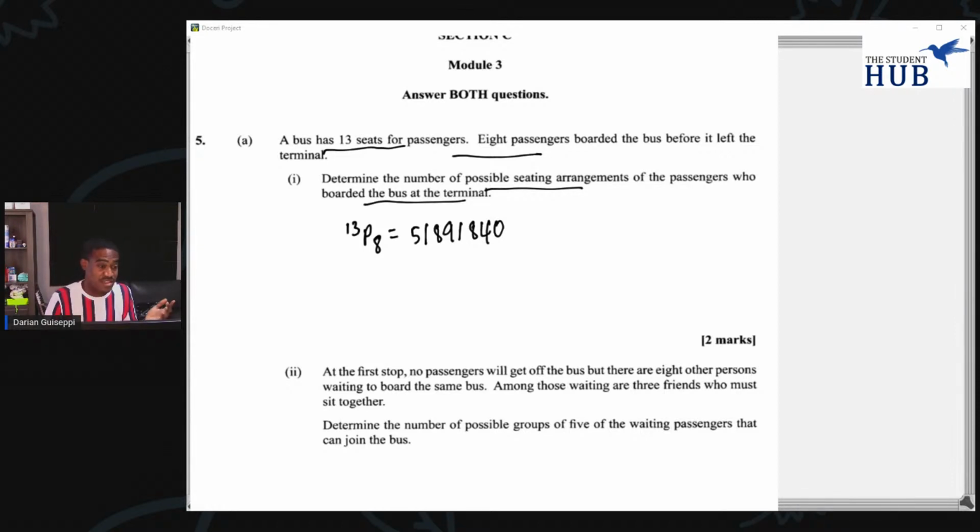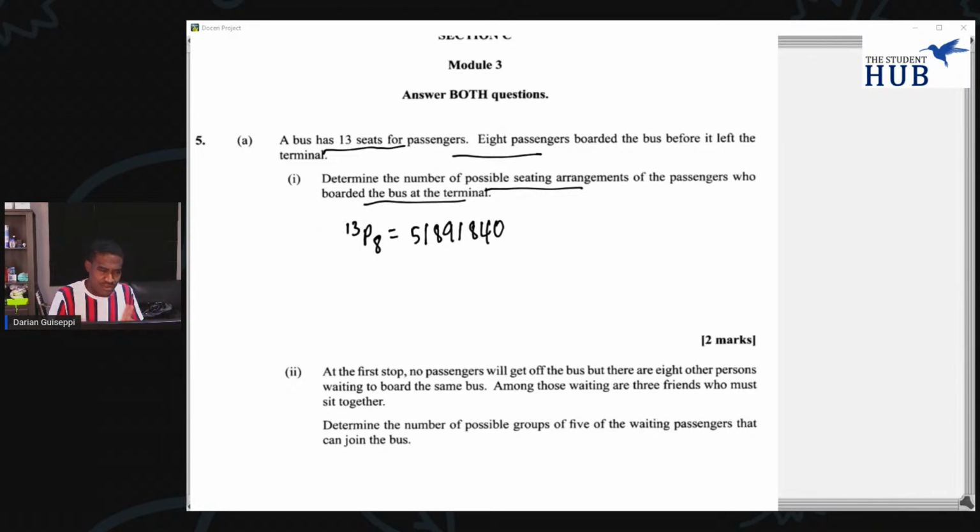So that's the first question. You collect 2 marks there. So it's about arranging the 8 persons into these 13 seats, the number of different arrangements. So that's basically that. I hope everybody understood it.